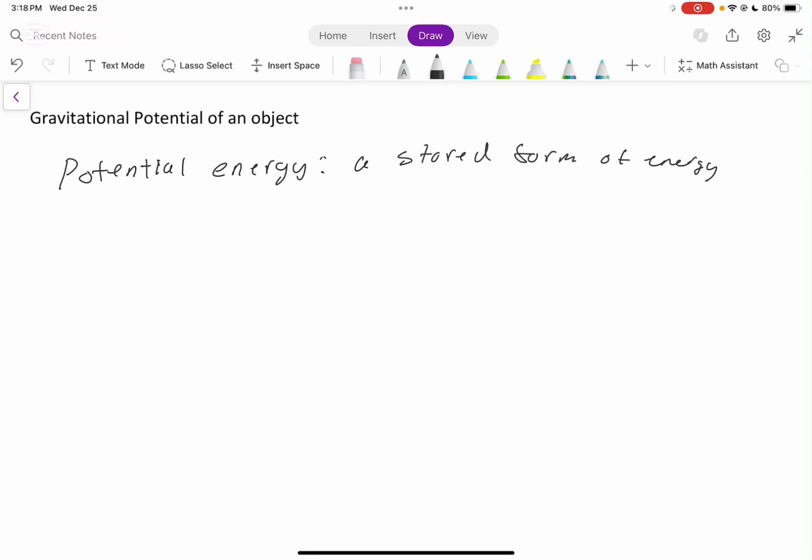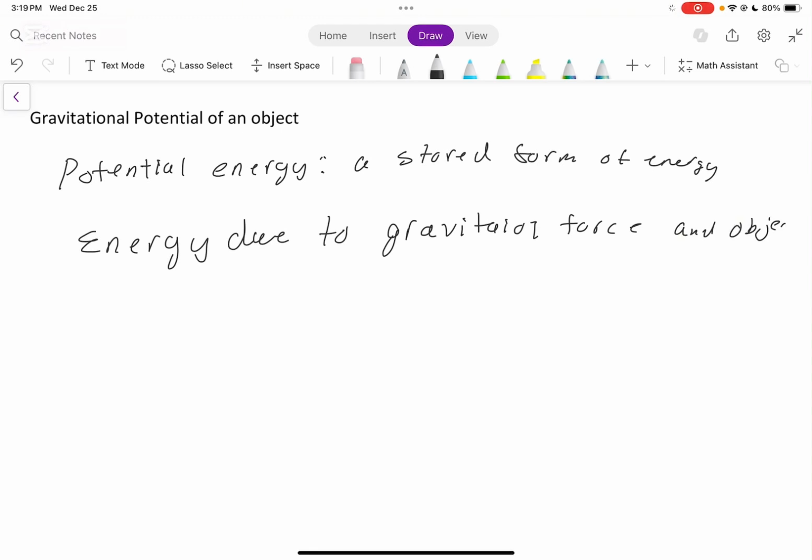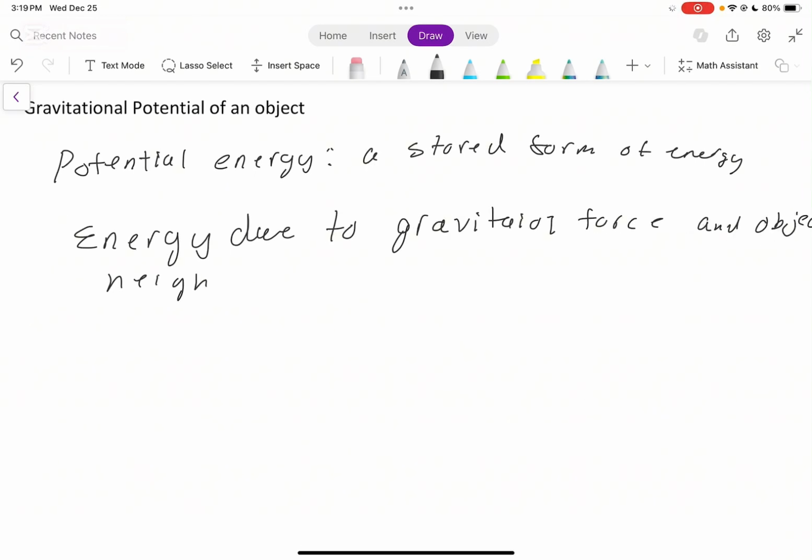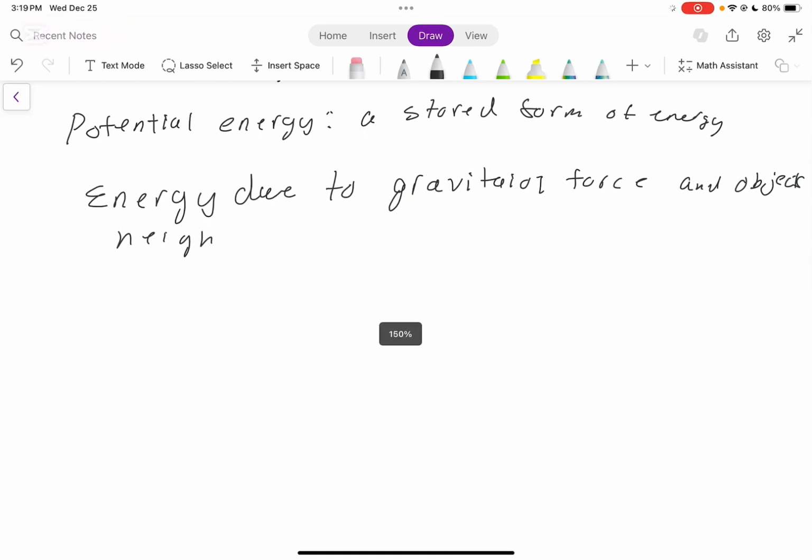So now let's talk about gravitational potential energy. Gravitational potential energy refers to energy due to gravitational force on an object with the height. So let's write that down. Energy due to gravity. Due to gravitational force and object's height. Now that we have that, let's understand what that actually means.